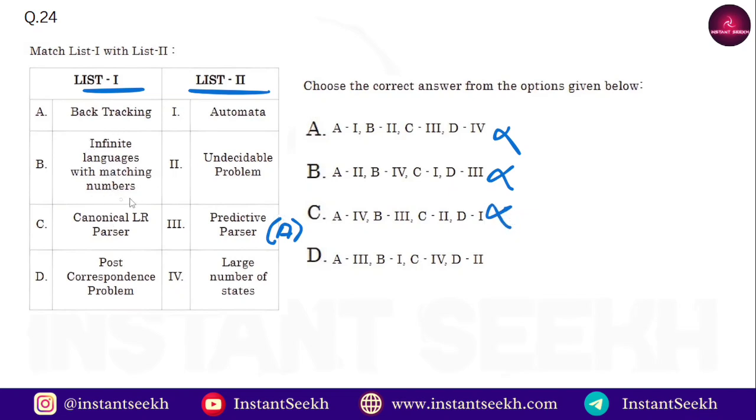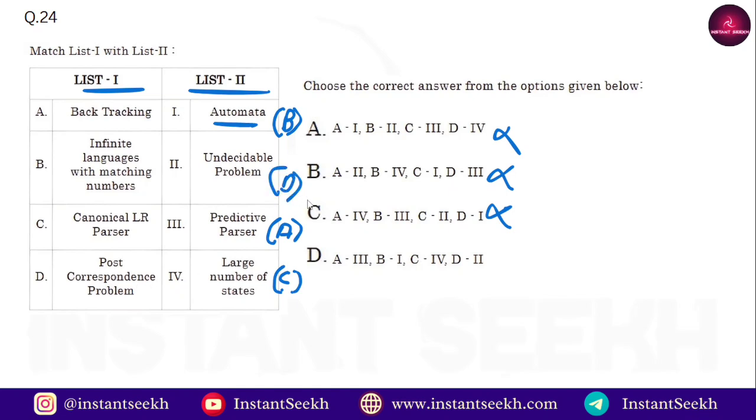Infinite languages with matching numbers, so this goes for automata. That is option number 1 goes for B. C goes for 4, that is canonical LR parser. It acts on a large number of sets. And post correspondence problem is an undecidable problem.